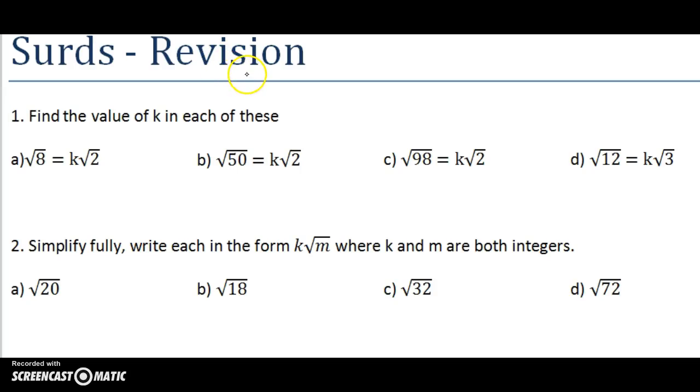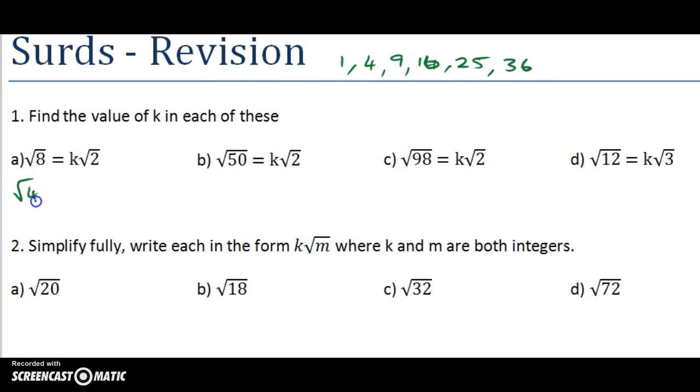Okay, so for those of you that missed the Surds revision webinar on Tuesday, here are some of the questions that we went through. So to recap, if we need to simplify a surd, we're looking for the highest square number factor. So just to remind ourselves of square numbers, we've got 1 times 1 is 1, 2 times 2 is 4, 3 times 3 is 9, 4 times 4 is 16, 5 times 5 is 25, 6 times 6 is 36.